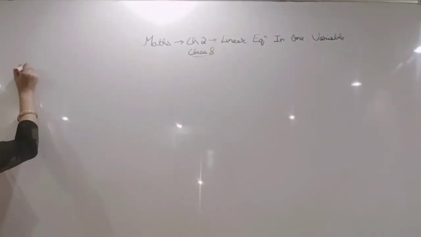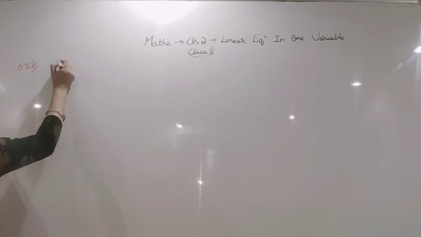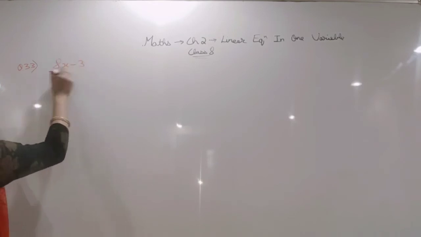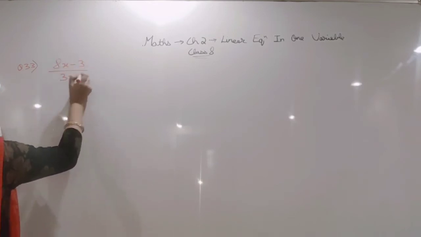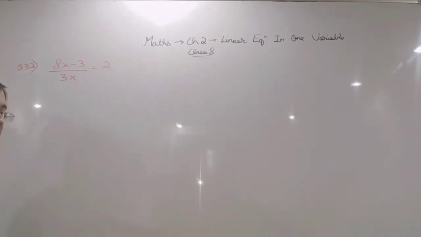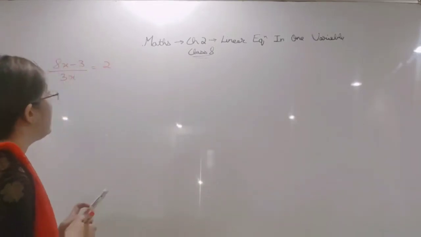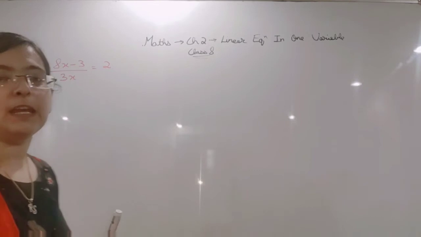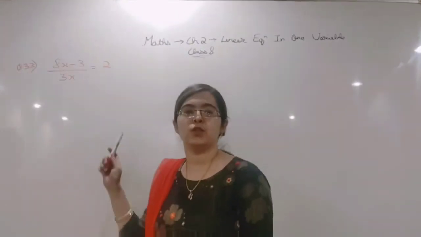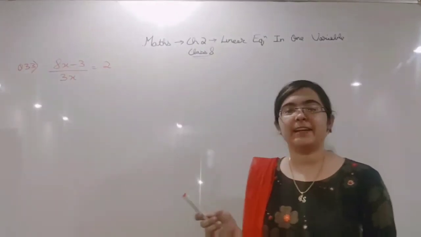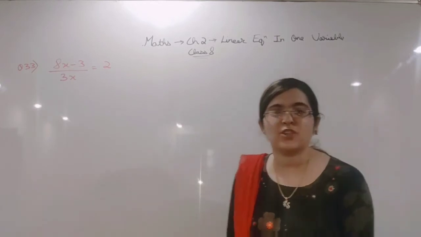See students, it is 8x minus 3 upon 3x is equal to 2. See the question, students. 8x minus 3 upon 3x equal to 2. It is a new variety. We have not done these types of questions.